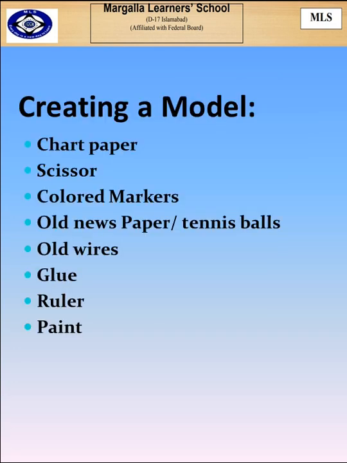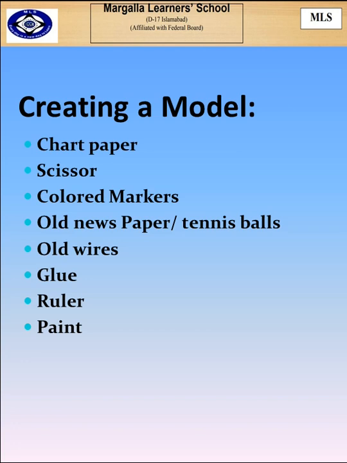I have written down some points for you. As it is mentioned in these points as well, first of all we need to know what we need to create a model. In today's lecture, we are talking about how to create a model of a solar system. So what will we need to create a model of a solar system? You may need a chart paper, scissors, colored markers, old newspaper, or tennis balls.